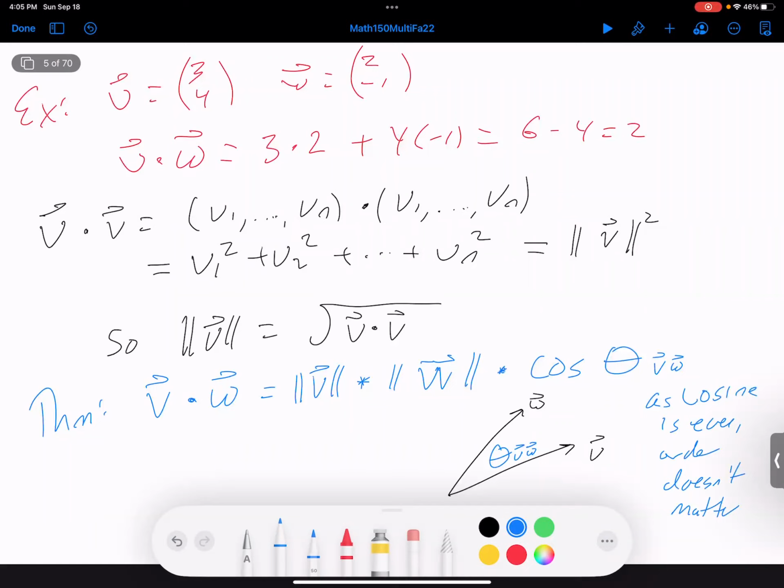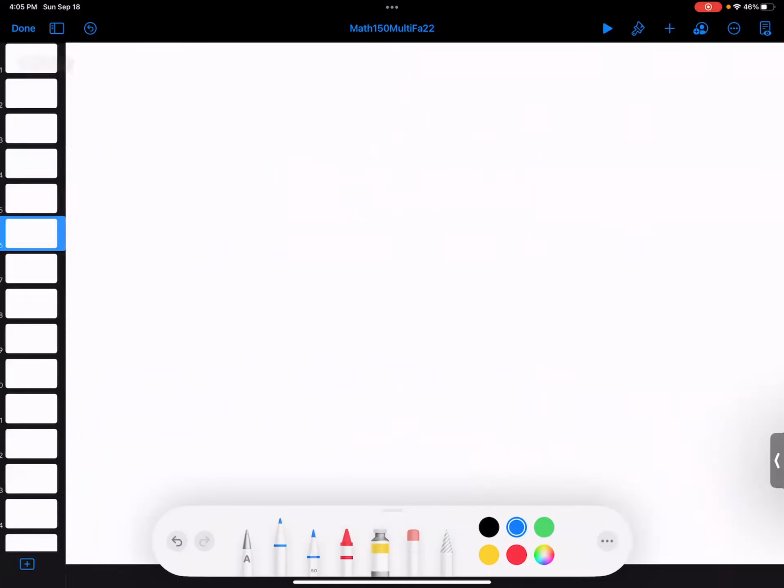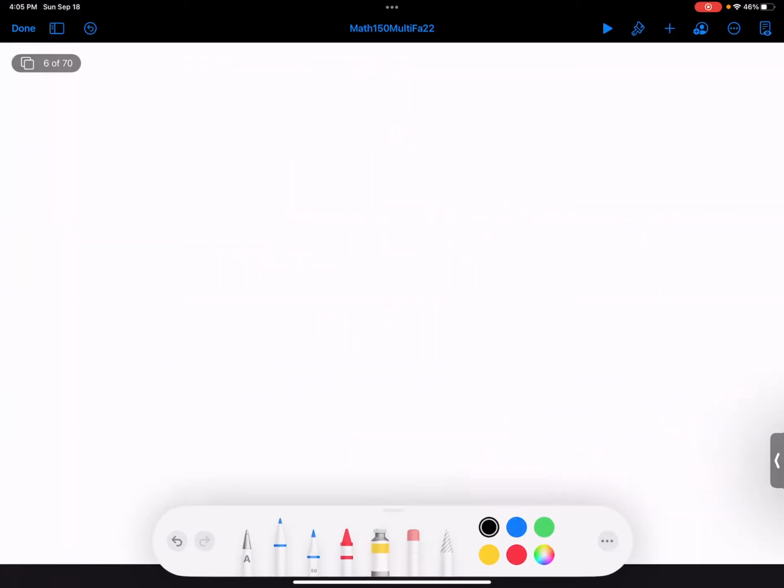So we'll see later why this is true. But this is a very useful theorem. And so if I can calculate dot products, I can calculate lengths. I can then calculate the angles between things. And then the last thing is to make sure we understand how to work with vectors.